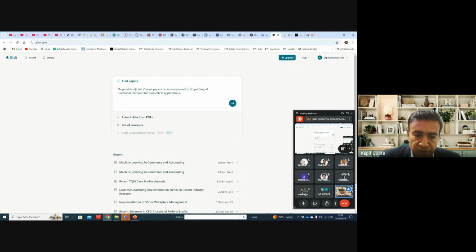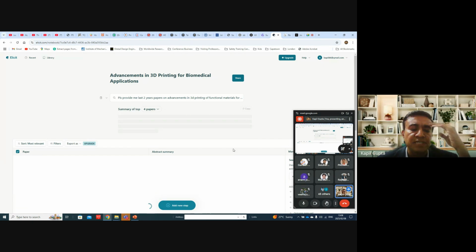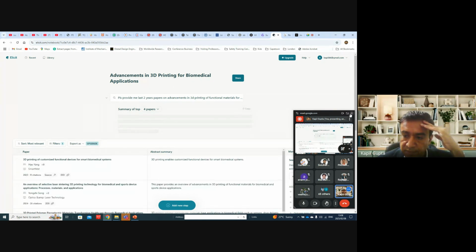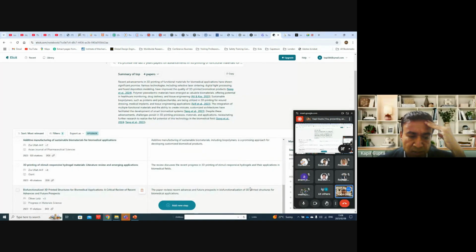So let's see what response we are going to get from AICTE. And this is the free version I'm using. There is also a paid version, and lots of facilities are there. So very beautifully, it is giving me the last 2 years of papers, or whatever you type, last 4 years, last 5 years, and not only papers, it is giving me a whole literature review on various aspects.